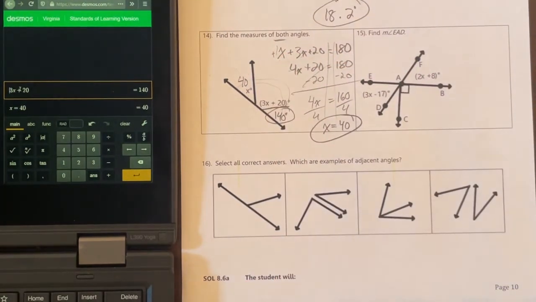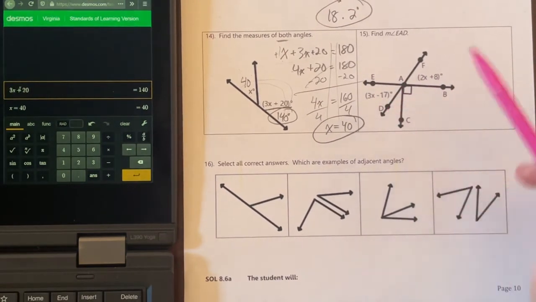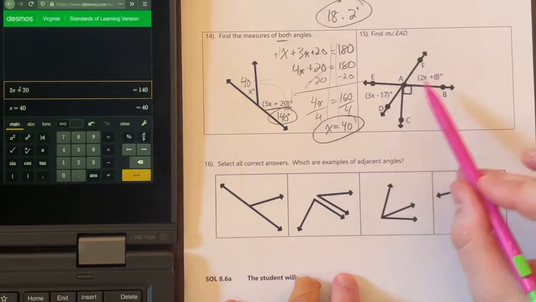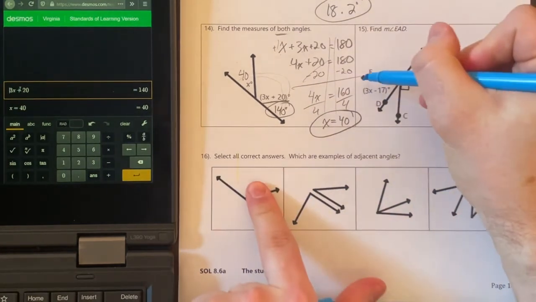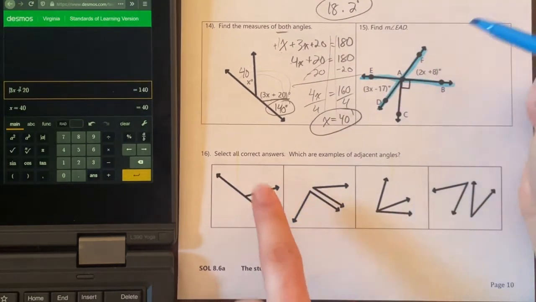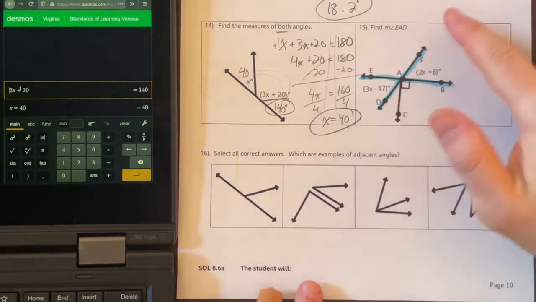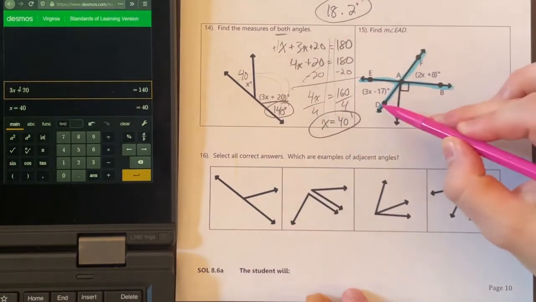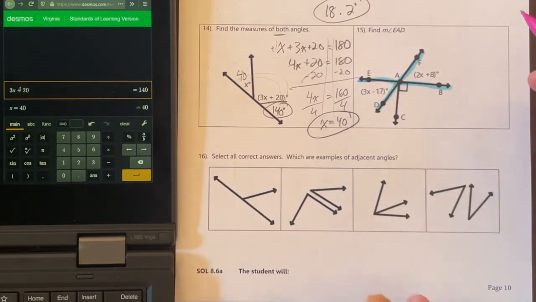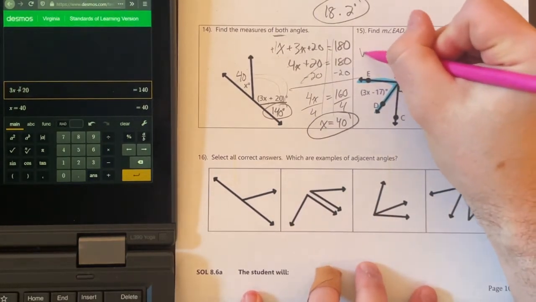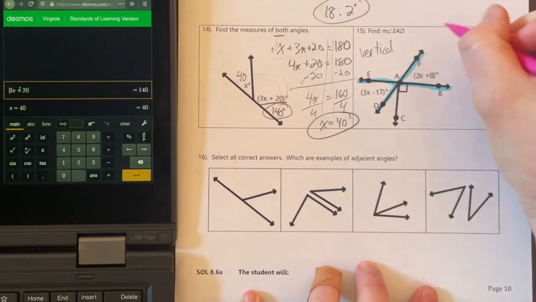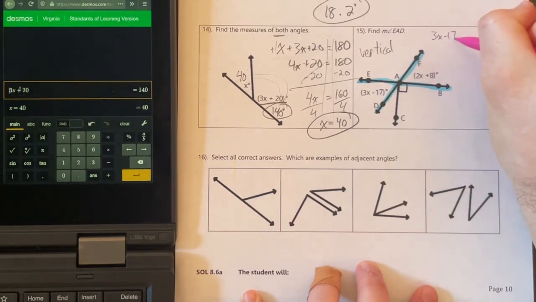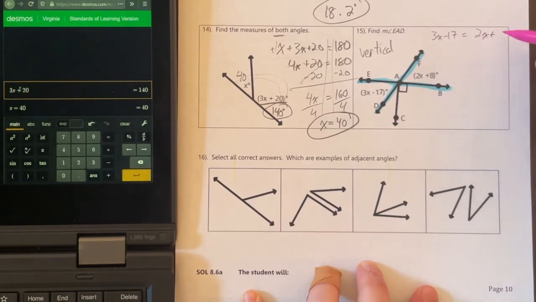All right. Then for number 15, it says find the measure of EAD. So let's find EAD. Similar setup. If you notice, these two angles form that X. Again, it has to be those straight lines. It can't be bent in any way. It has to be two straight lines that intersect at the common vertex. So I know that these two are vertical angles, and so that means I can set them equal to each other. So what I can do is this: 3x minus 17 is equal to 2x plus 8.